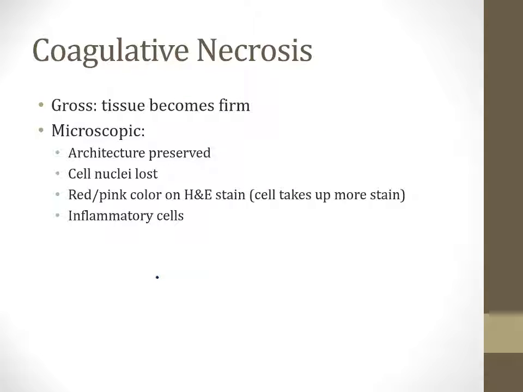When you examine an organ or a gross specimen that has undergone coagulative necrosis, the main feature is that it's very firm. That's from the influx of inflammatory cells. When you look at the tissue under the microscope, the architecture is preserved, but the cells have been damaged and they've lost their nuclei. There's a red-pink color when you use H&E staining, and that's because the damaged cells take up more stain because their membranes are destroyed. And you will also see an influx of inflammatory cells.